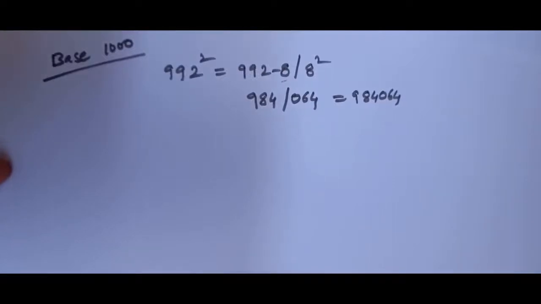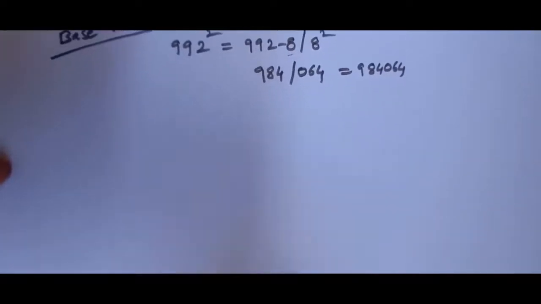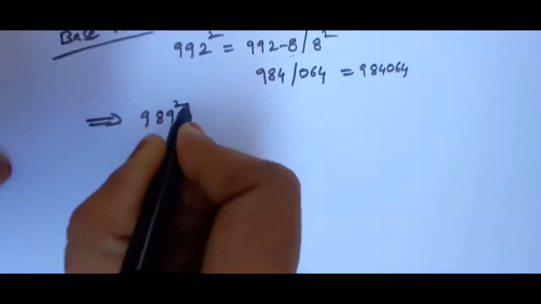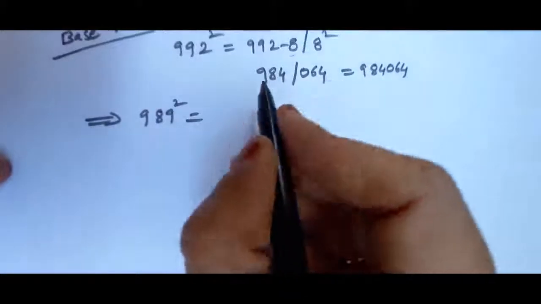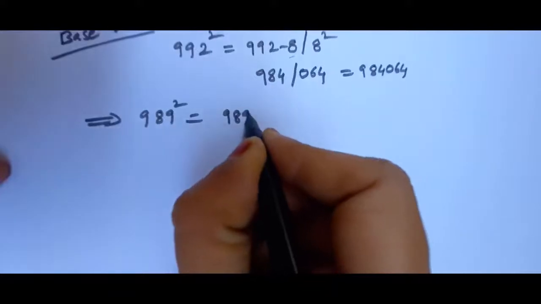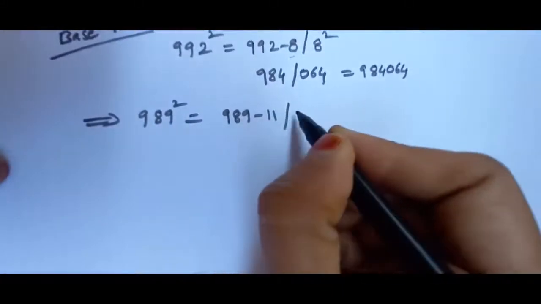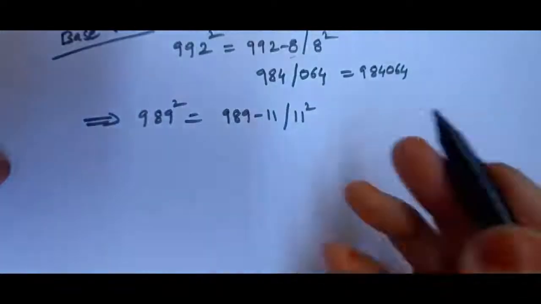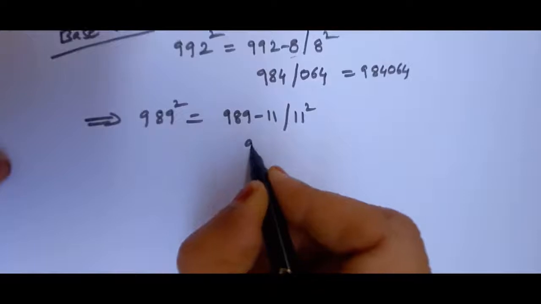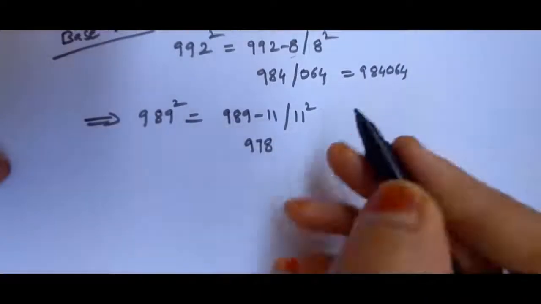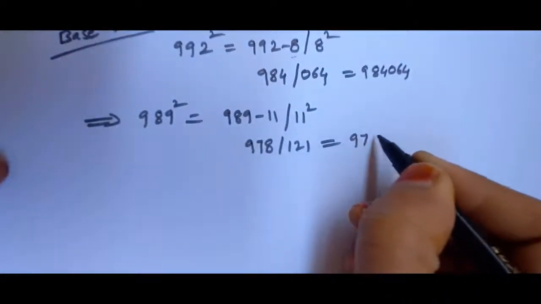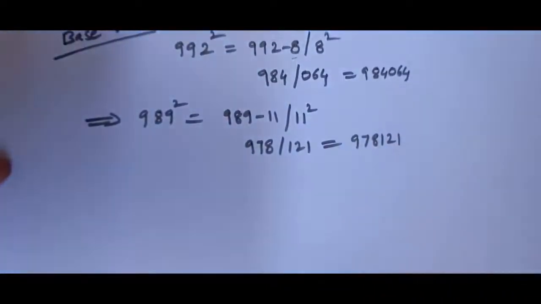I will illustrate one more example to get a clear picture. Next, let's take 989 square. 989 is 11 less than 1000, no? So subtract 11 from 989, then write the square of 11 here. So 989 minus 11 is equal to 978. 11 square is equal to 121. So the answer is 978121.